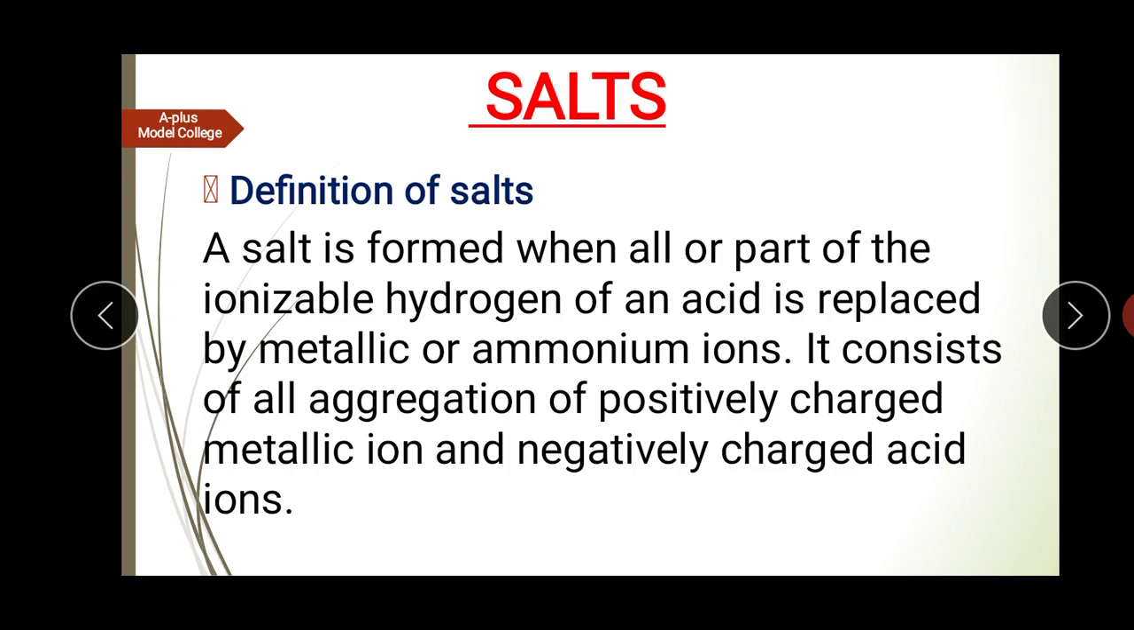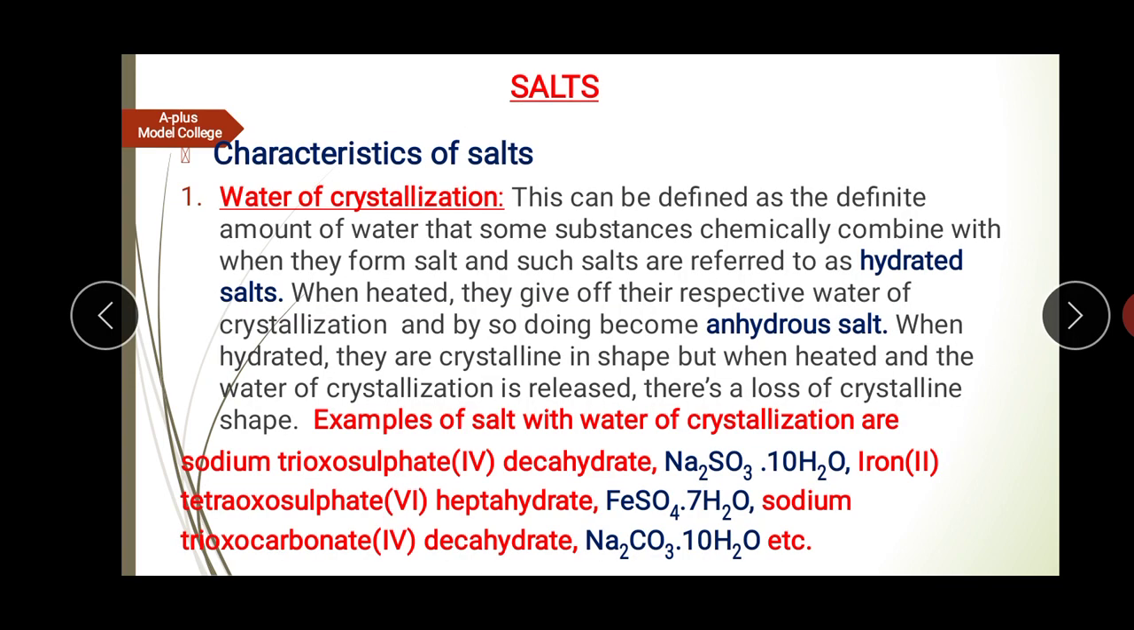So a salt is formed when all or part of the ionizable hydrogen of an acid is replaced by metallic or ammonium ions. Whenever the hydrogen part of an acid ionizes, definitely there will be a kind of replacement by the metal that is displacing it. So a salt consists of an aggregation of positively charged metallic ions and negatively charged acid ions. We shall know more about this in our next slides.